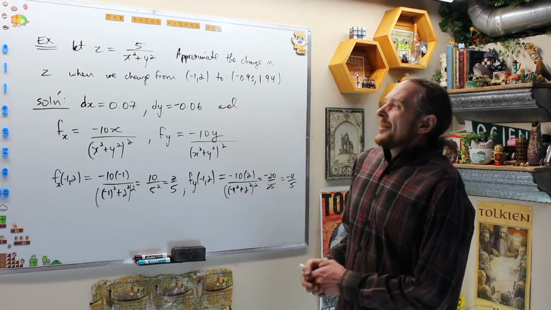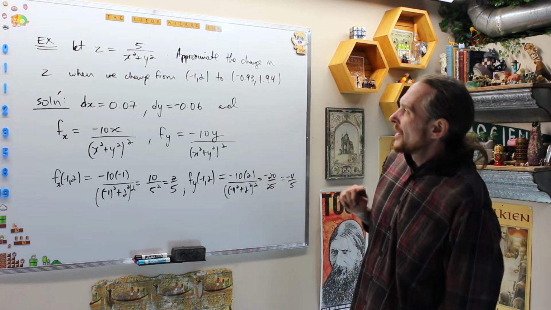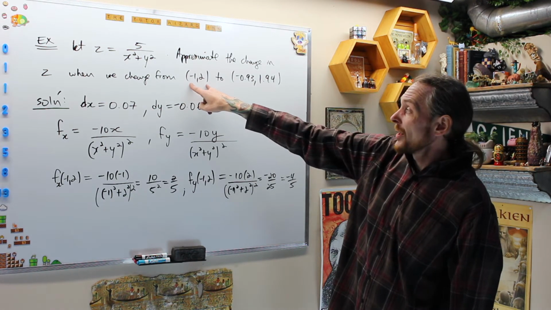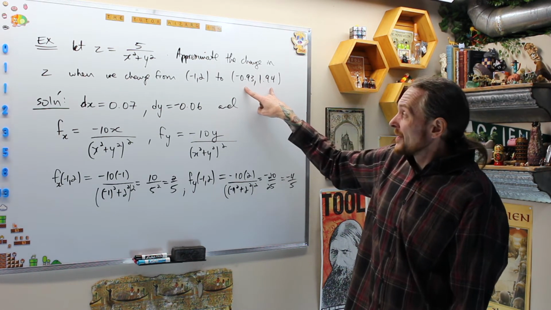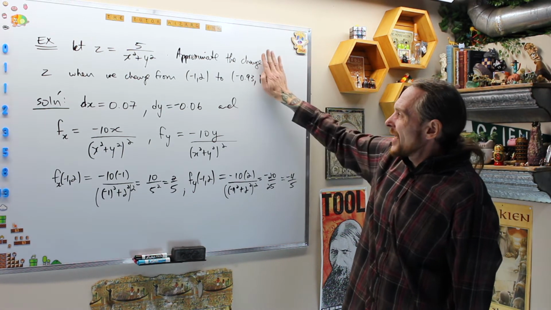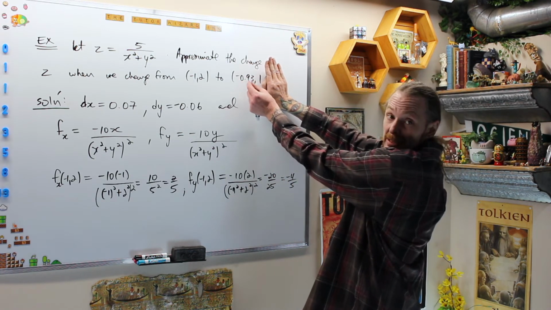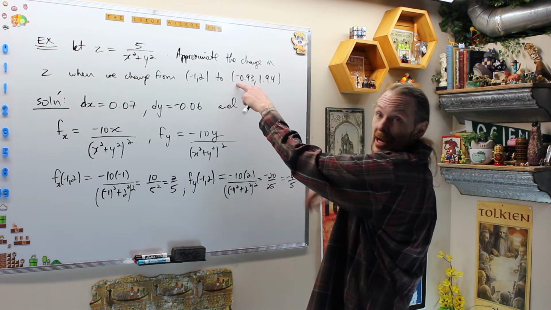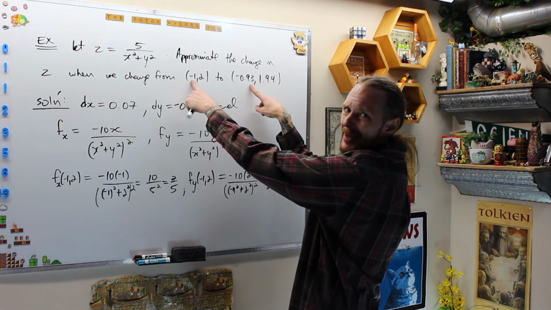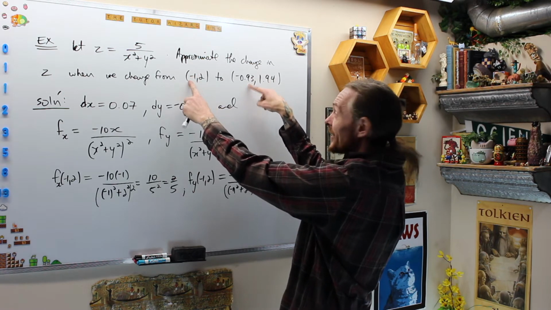All right, example. We have a function z is 5 over x squared plus y squared. What they want us to do is approximate the change in z when we change from the point (-1, 2) to this point (-0.93, 1.94). Now you can see, instead of just having a single variable x where we had a differential dx, we're now changing the x direction slightly, and we had a positive change. So if we look at this, how did we go from -1 to -0.93? What do I add to -1 to get this value?